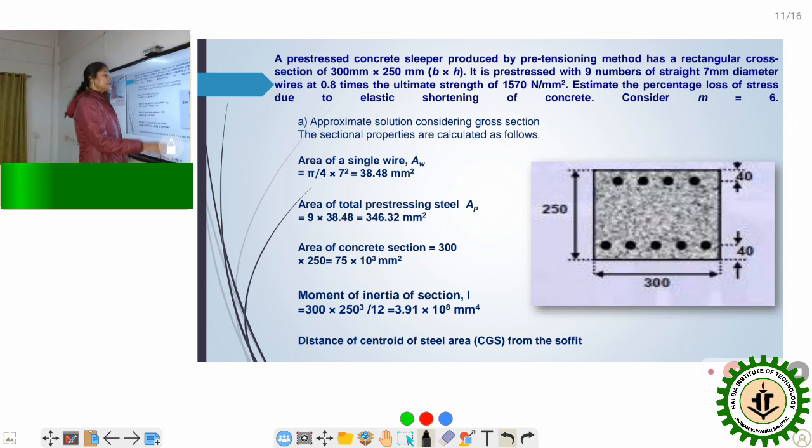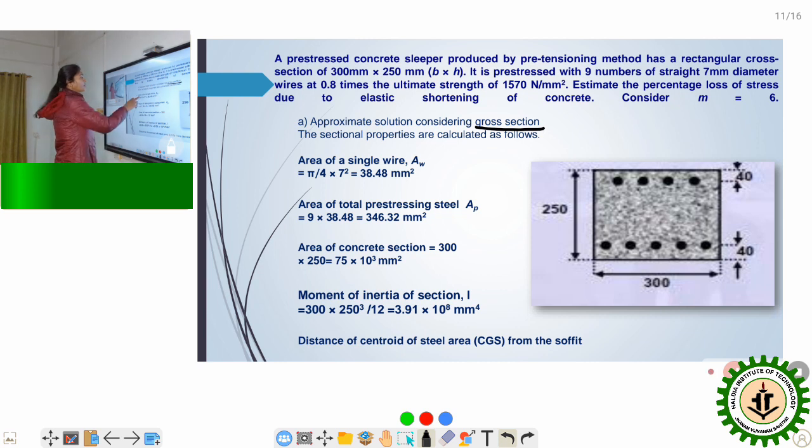Now let's say this is the cross-sectional view of the section. So we have the gross dimensions and we also have the tendons. We put 4 tendons in the top layer and 5 tendons in the bottom layer. We have the dimensions from which the tendons have been arranged, right? So let's go for the approximate solution considering the gross section.